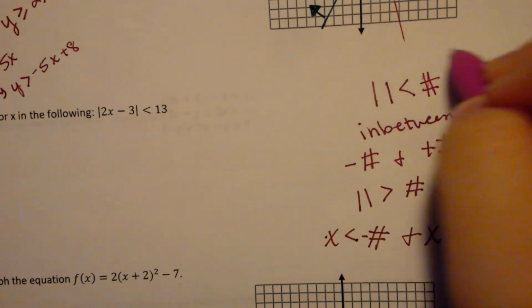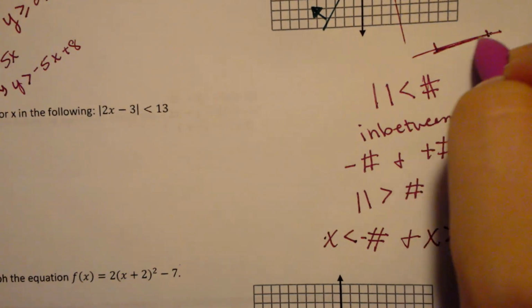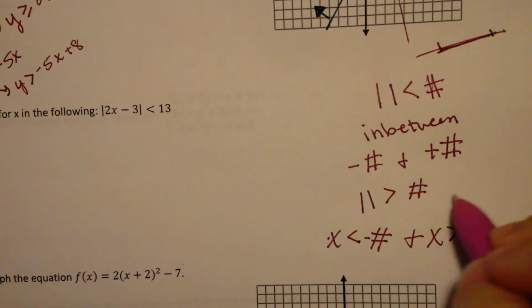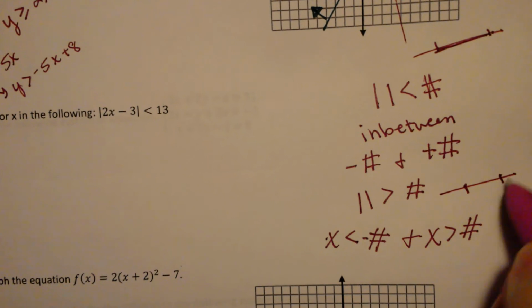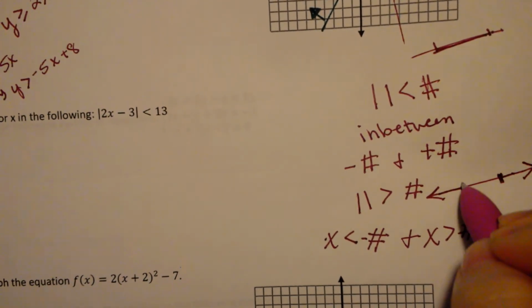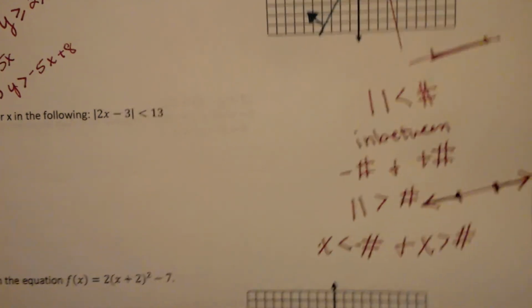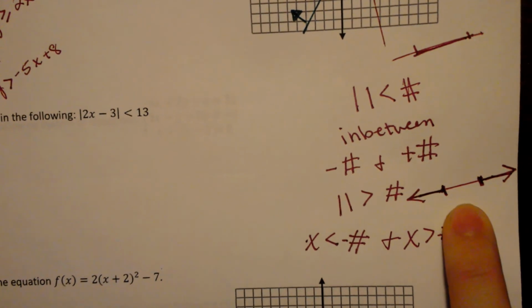So on a number line, that looks like I have an endpoint, I'm in between. This one, there's an endpoint, I'm going this way, and I'm going that way. So I am not in between.